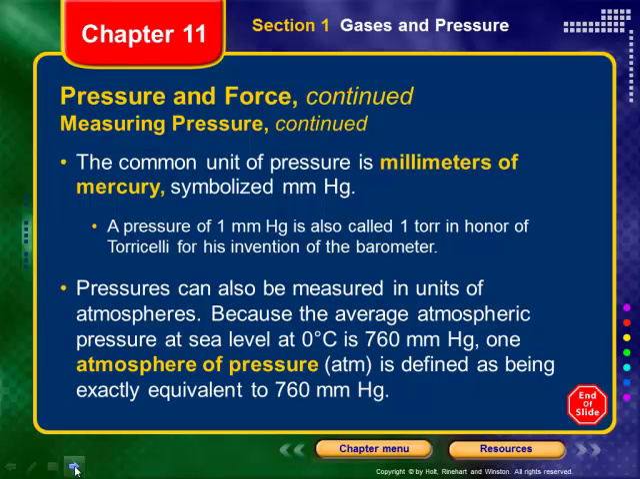We can also measure pressure in units of atmospheres. And this is because the standard atmospheric pressure, or the average atmospheric pressure at sea level at 0 degrees Celsius, is 760 millimeters of mercury. That's defined as 1 atmosphere.